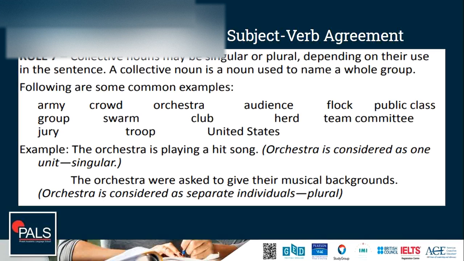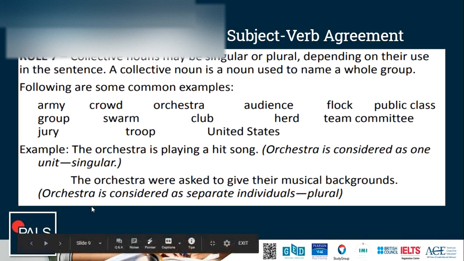These are what we call collective nouns. Collective nouns are groups. Alright? A collective noun is a noun used to name a whole group. Like, for example, army, crowd, orchestra, audience, flock, public. Now, most of the time they are considered singular. Okay, like this: The orchestra is playing a hit song.